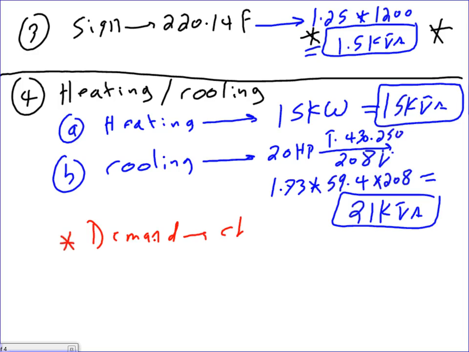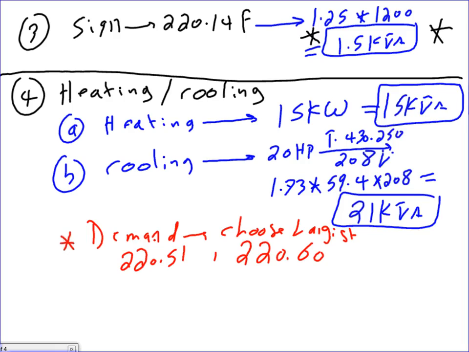Demand, choose largest. If you want to know where this says, I have 220.51 and also Article 220.60. That's where it tells you, especially 220.60. It will tell you to choose the largest of these two. So for this step, what's the largest?